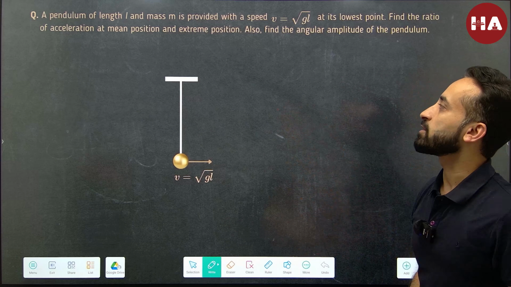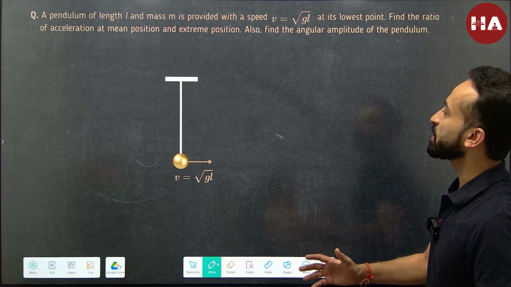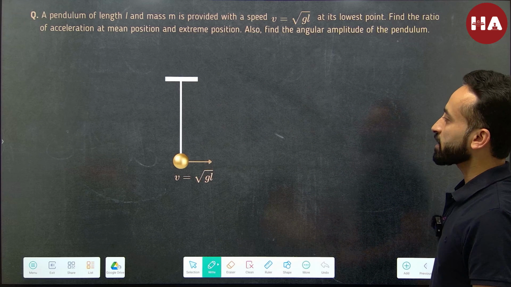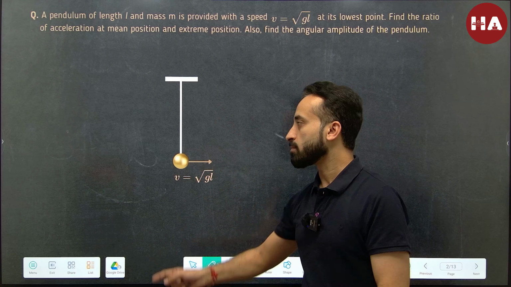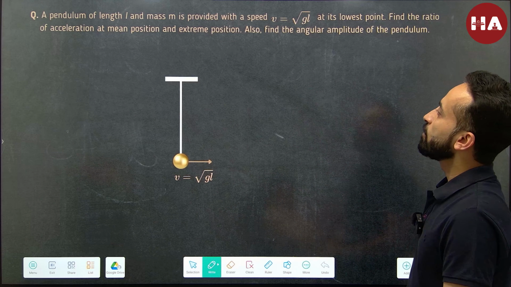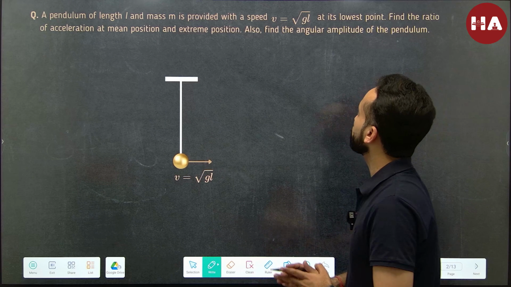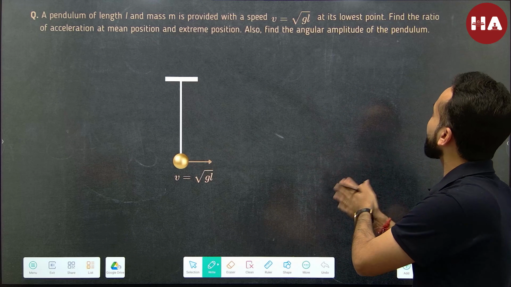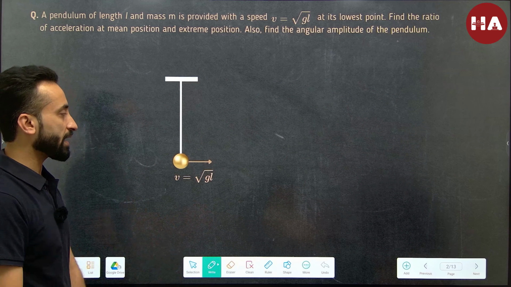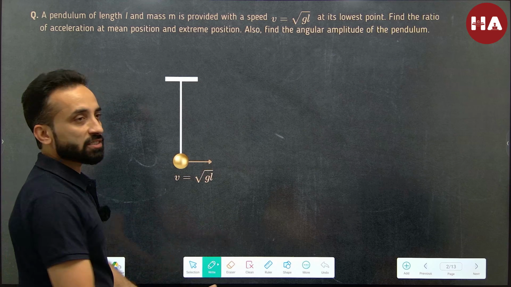So what do we have here? A pendulum of length L and mass m is provided with a speed v equals root gL at its lowest point. So can you understand, there is a pendulum of length L and we have provided it with a velocity root gL. Find the ratio of acceleration at mean position and extreme position. Also find the angular amplitude of the pendulum. Give it a try and then we will get started with this. Alright, so you pause the video and give it a try.